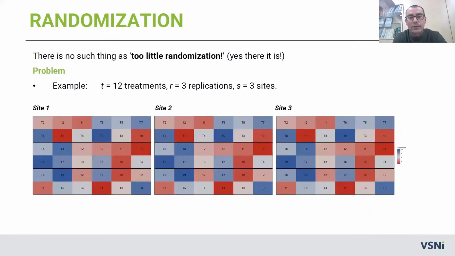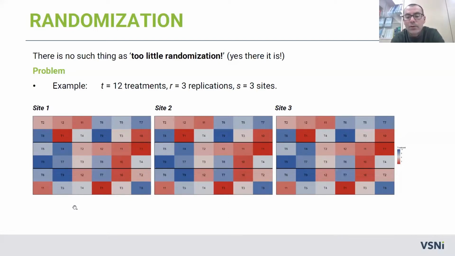Now, randomization is good. And then I'm thinking, is there such a thing as too little randomization in my experiments? And the answer is yes. There is sometimes too little randomization. And this is an example where we have 12 treatments. We have 3 replications, and this randomization was used on the same 3 sites. So you can see here the treatment 2, T2, T2, and T2 is located all in the same place.